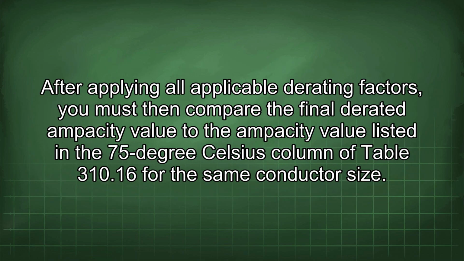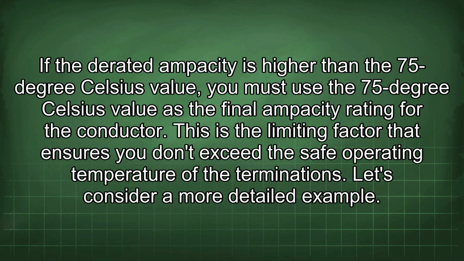After applying all applicable derating factors, you must then compare the final derated ampacity value to the ampacity value listed in the 75°C column of Table 310.16 for the same conductor size. If the derated ampacity is higher than the 75°C value, you must use the 75°C value as the final ampacity rating for the conductor. This is the limiting factor that ensures you don't exceed the safe operating temperature of the terminations. Let's consider a more detailed example.